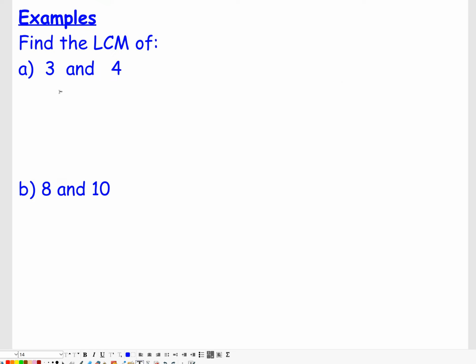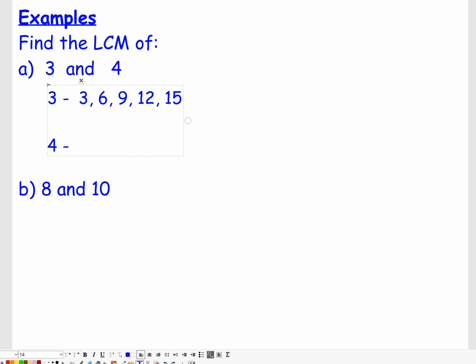So if we do some examples on this, find the LCM of 3 and 4. If we list the first few multiples of 3, the first multiple is 3, then we've got 3 times 2 is 6, 3 times 3 is 9, 4 times 3 is 12, 5 times 3 is 15.